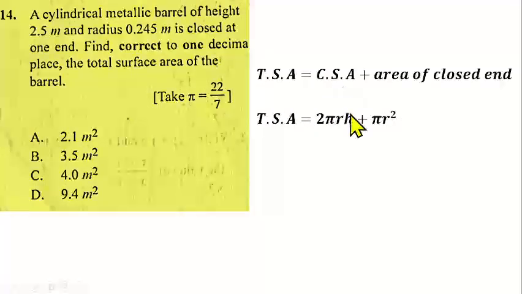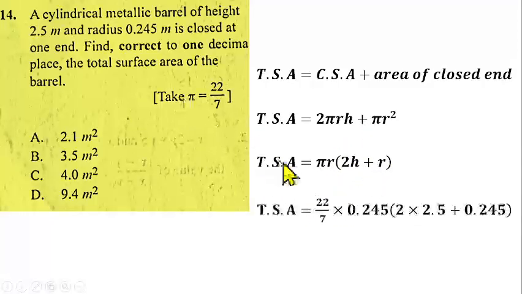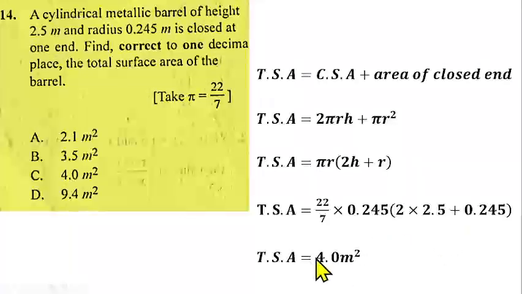So the curved surface area of a cylinder is 2 pi r h, plus the area of the closed end, which is pi r squared. So we can factorize pi r out of this, so we have pi r into 2h plus r. We know pi is 22 over 7, and the radius is 0.245 meters, multiplied by 2 times the height, 2.5, plus the radius, 0.25. If you simplify this further, we'll be having 4.0 meters squared as the total surface area, which is option C. So a calculator can help you simplify this without wasting your time at all.